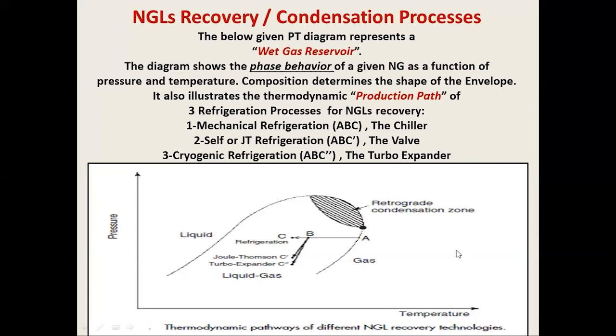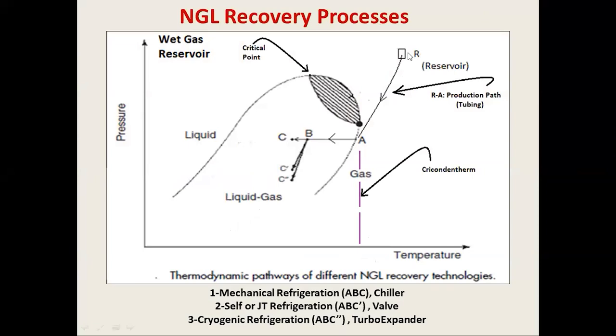Let's go to the enlarged diagram because it is very important. Here is the enlarged diagram. Here is the reservoir, and here are the three methods of condensing the heavier hydrocarbons. Here is the tubing, the production path from reservoir to the surface. As the natural gas comes to the surface, it will enter the gas-gas heat exchanger, this path from A to B. You see, it's at constant pressure, but lowering the temperature until we reach point B.